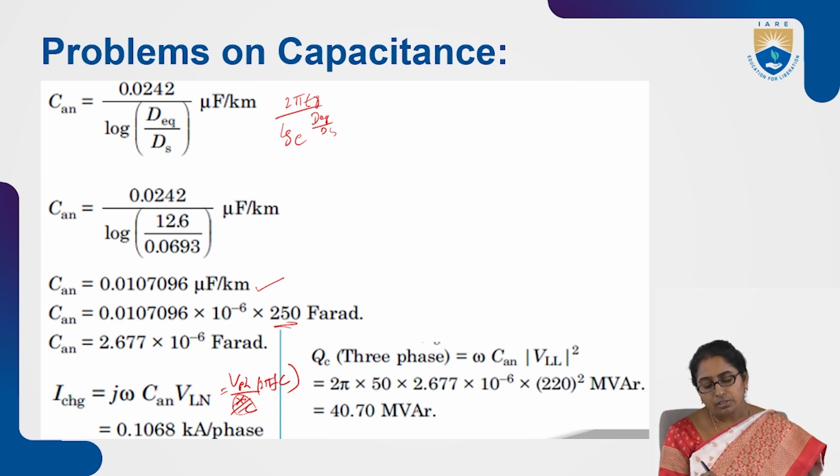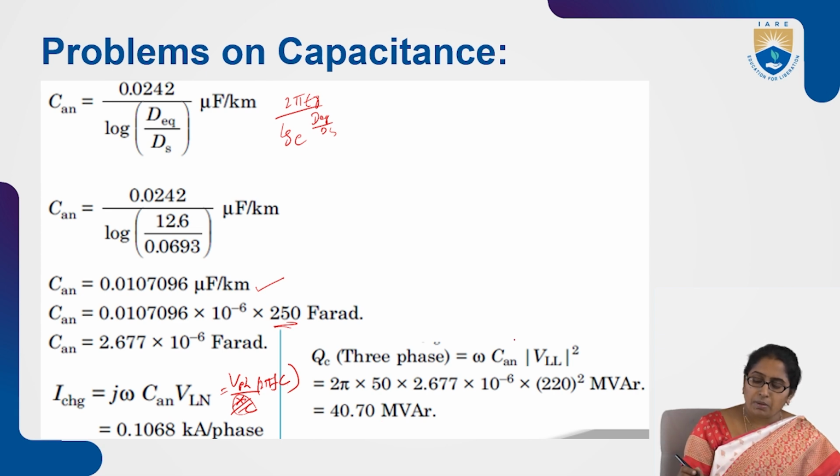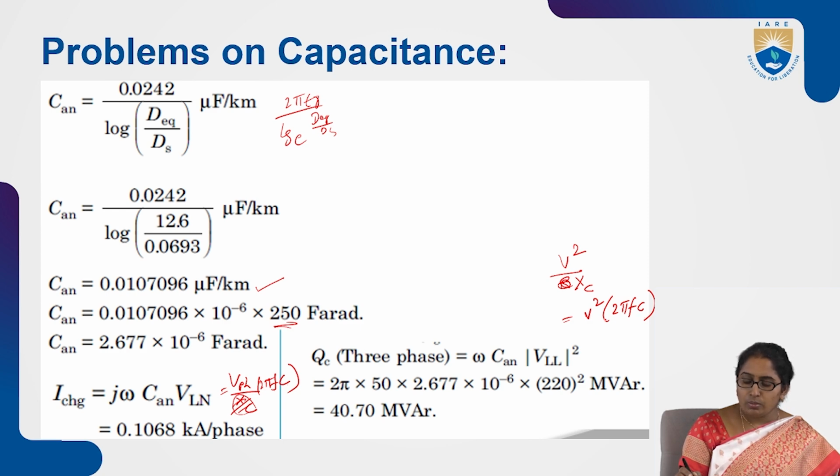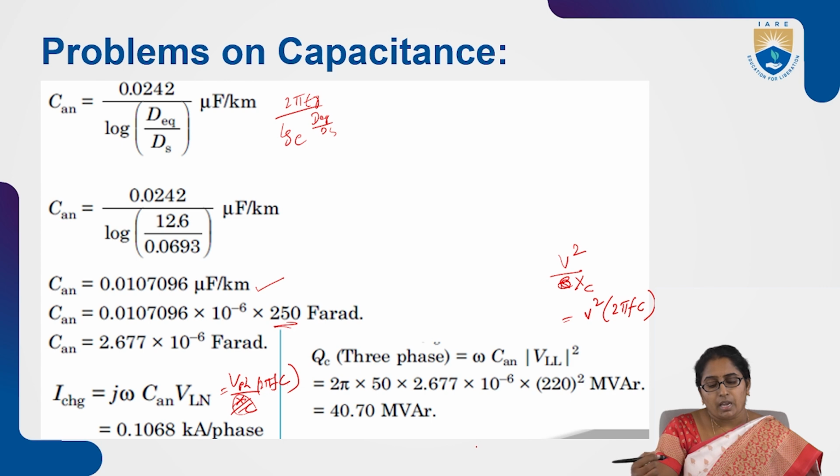Next, they ask for reactive power. We know that the power expression is V square by R. Here we have XC, so it is V square into 2 pi FC. That is how they calculated the reactive power.